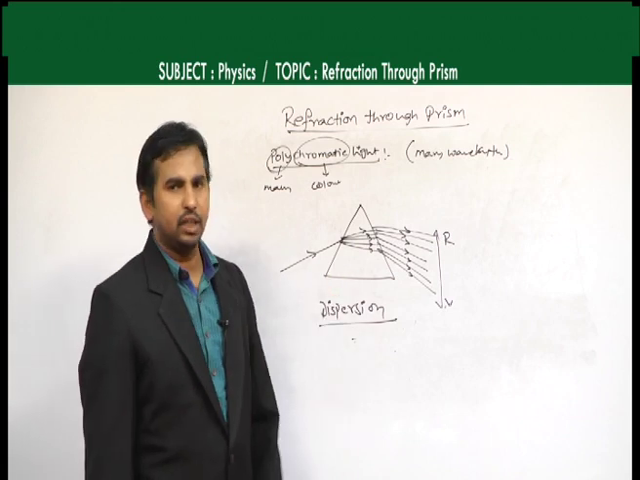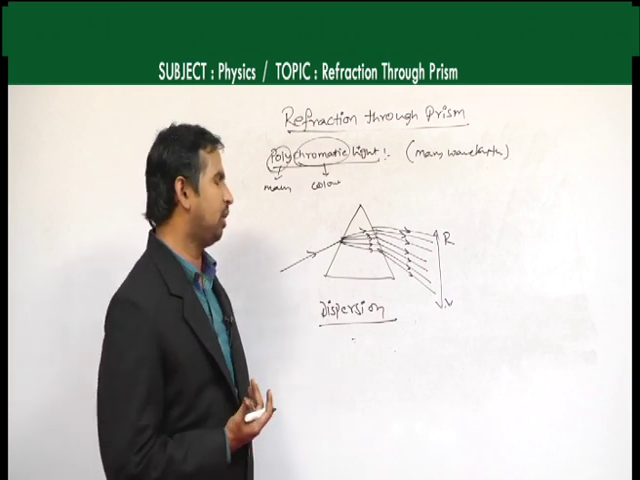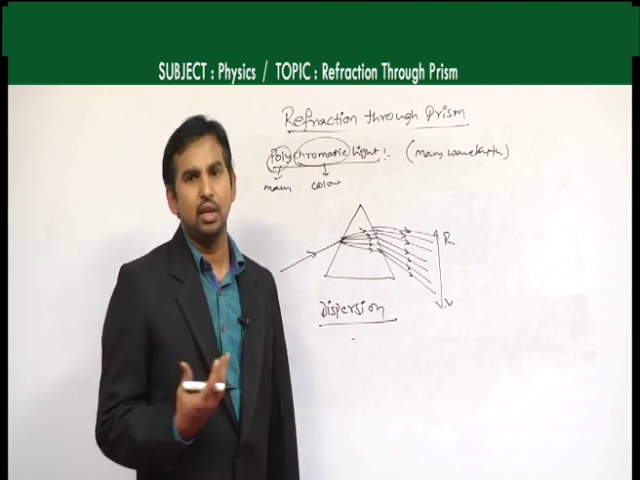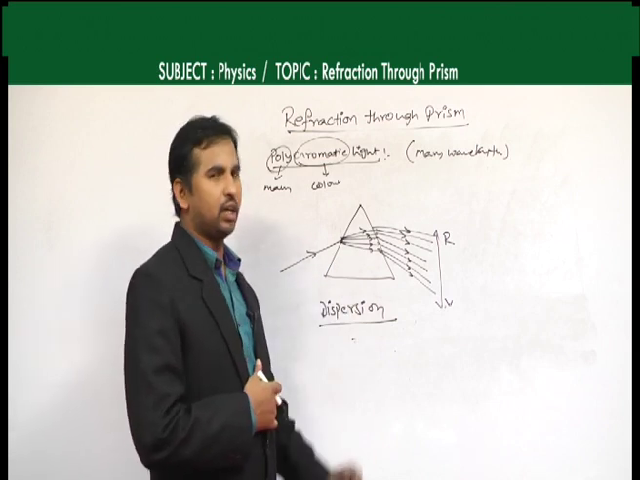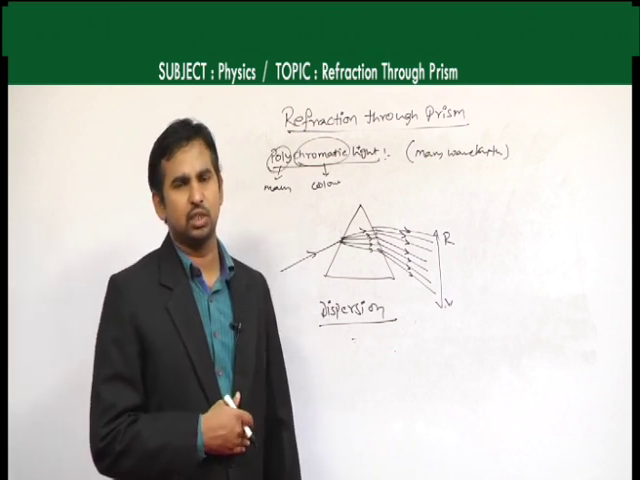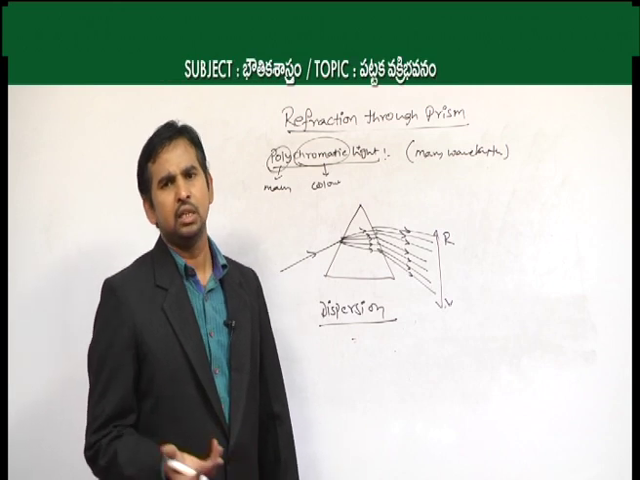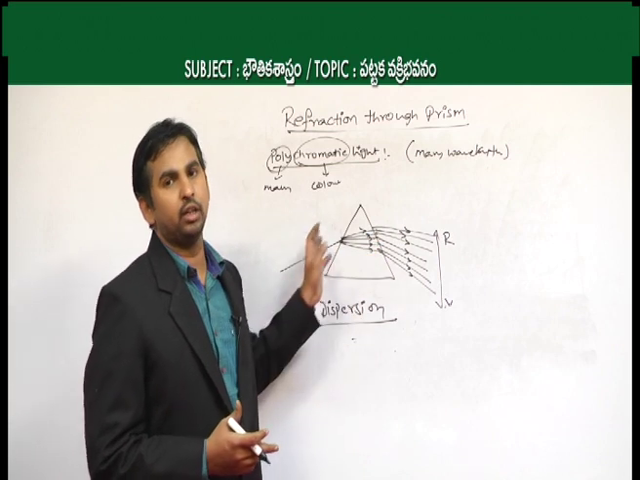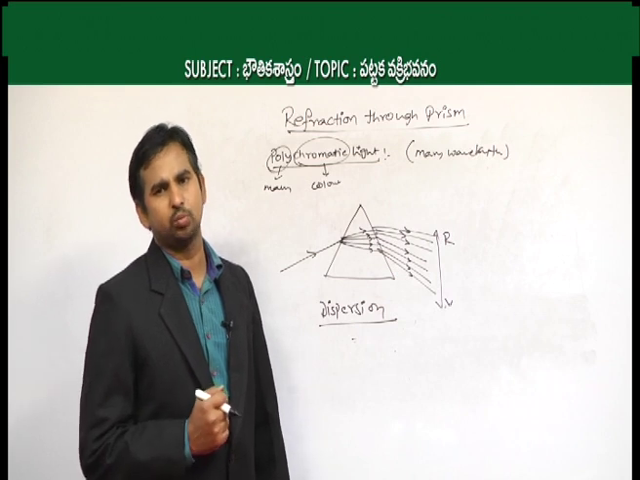As it has 7 different colors, once they enter a different medium like glass here, these light rays have different velocities. Because the change in velocity is different for the different colors, they go in different directions, which means all the light rays are splitting from one to another. That splitting of light when it enters from one medium to another medium, that phenomenon we call dispersion.